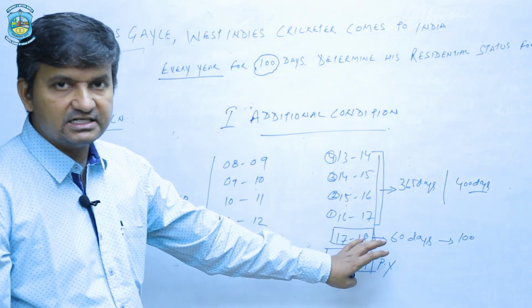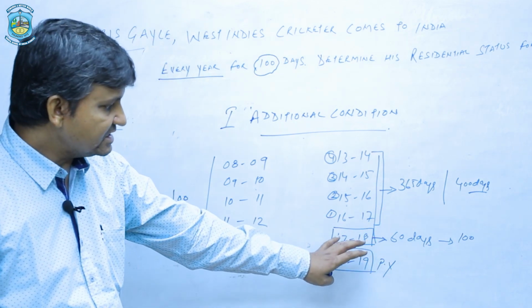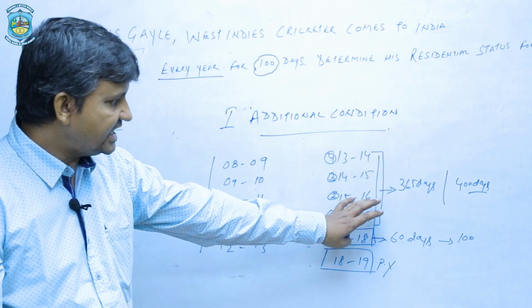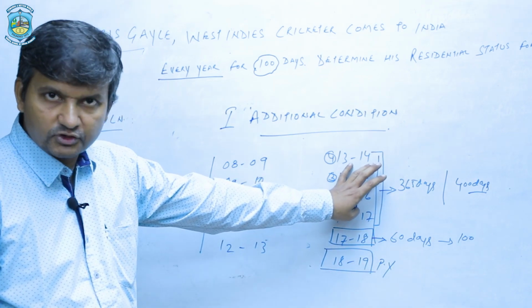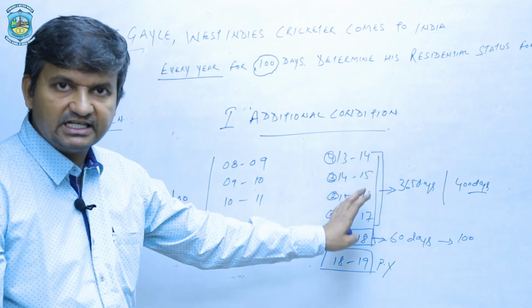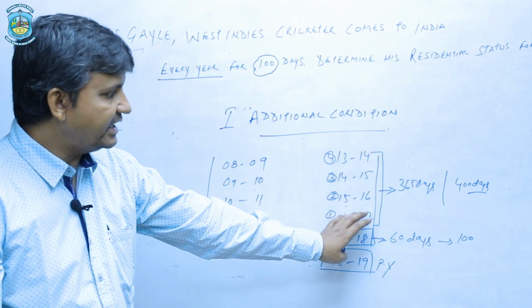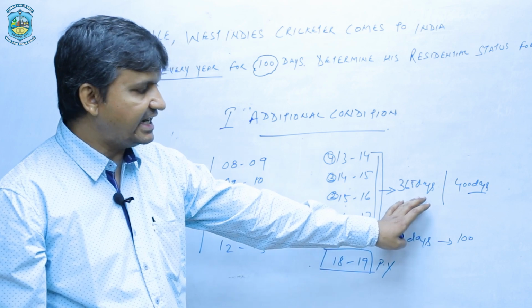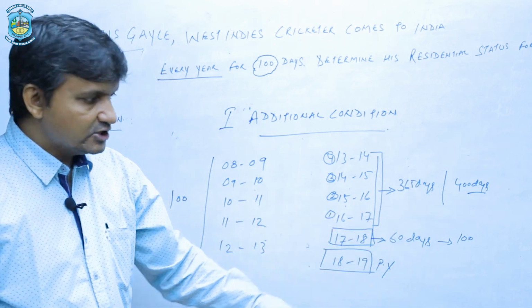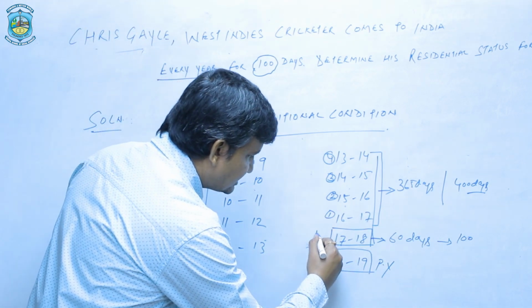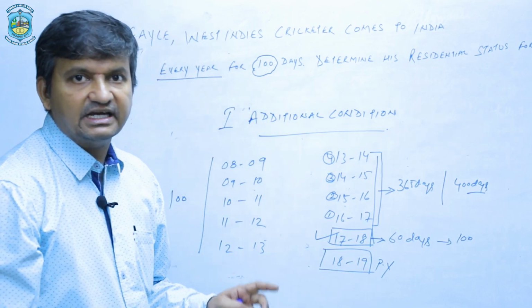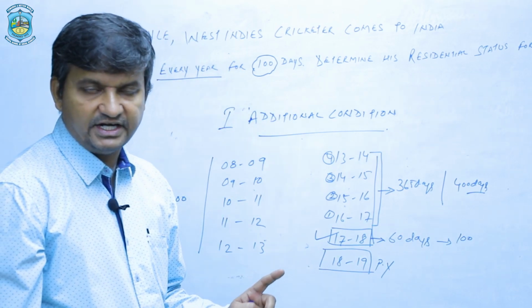Now we will go 4 years preceding the previous year, which are 16-17, 15-16, 14-15 and 13-14. These are the 4 years which are preceding the previous year. Now in these 4 years, is Chris in India for more than 365 days? Yes, he is for 400 days. So we can very well say that Chris is resident in the year 17-18. This is 1 year, we need another year.